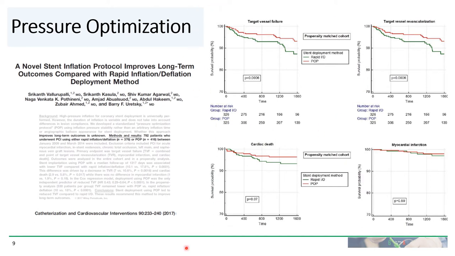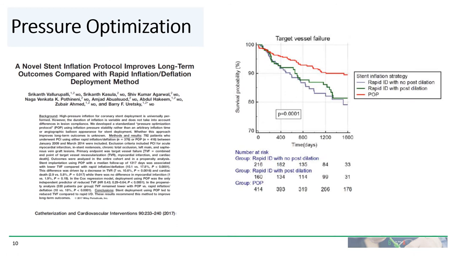And you can see from this chart that pressure optimization outperformed rapid inflation and deflation from the very beginning, with the curves continuing to separate all the way up to the four-year time point. The same is true for target vessel revascularization, and both target vessel revascularization and target vessel failure had a statistically significant difference between the two protocols. There was no difference for myocardial infarction and no statistical difference for cardiac death, although there was a trend favoring the pressure optimization protocol.